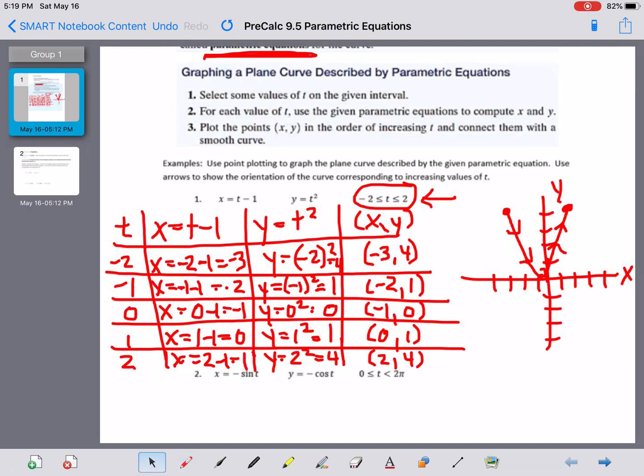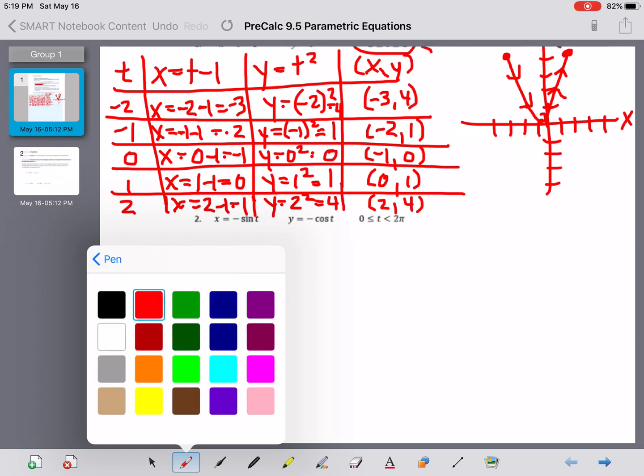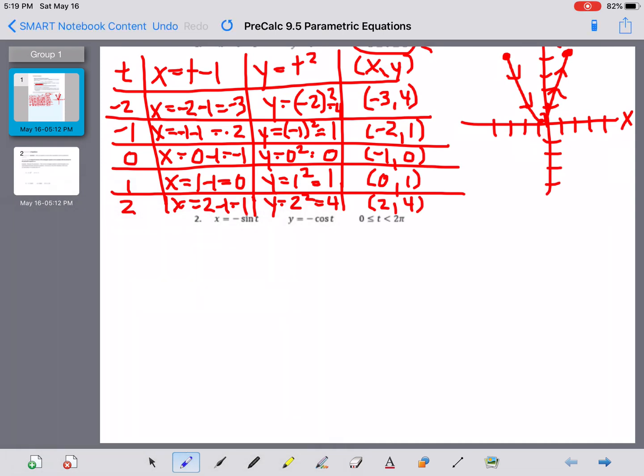Let's move on and let's try another kind, because of course that one seemed a little bit easy, so let's see if we can make this a little tougher, right? And right away you can look at the equation and say, well, these parametric equations look a little more complicated. Okay, so once again we're going to make a chart, not a t-chart, but a similar chart.